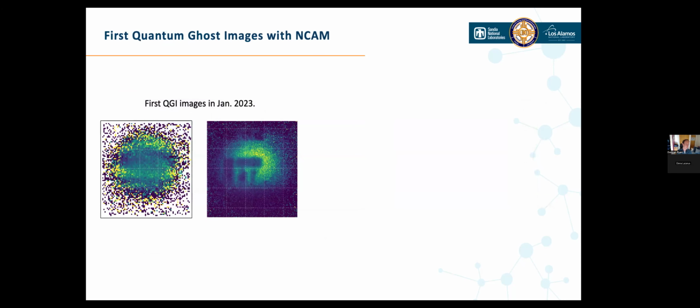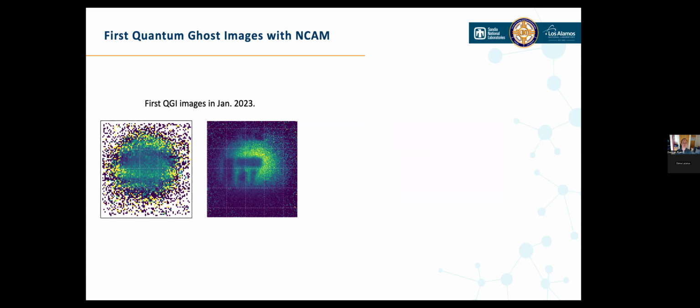So I want to point out that when we first got this working, it was actually in January in 2003. I just wanted to point out this is my first ghost image on this particular setup. And there's not much there. But I think it's important, at least for my ego, to say, look, I worked really hard to try to get the first ghost image.